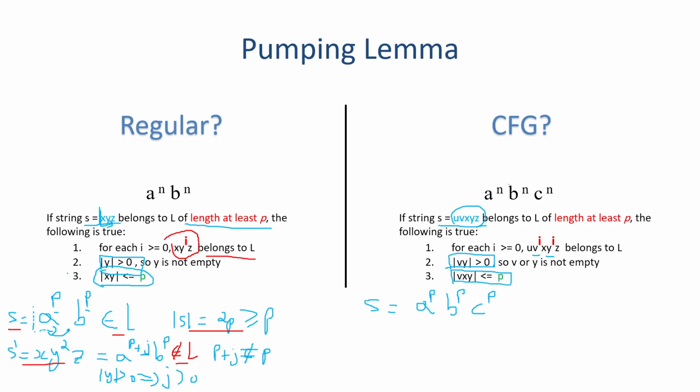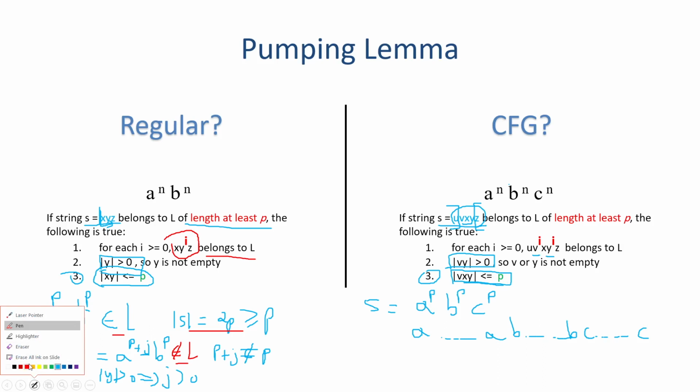So if you remember, the third rule here is what told us where is my Y. So this rule will tell us where my VY will be, or where VXY will be. Since your string starts with U and ends with Z, VXY can be anywhere. Imagine like a sliding window. VXY can be anywhere in your string. So your string is some A's, some B's, some C's. They're all the same number. VXY can be anywhere here. However, it has to be at most P.